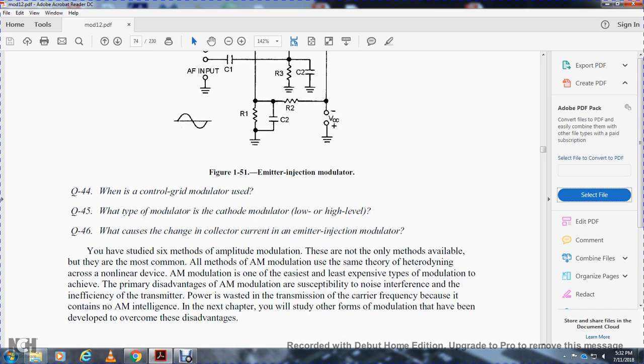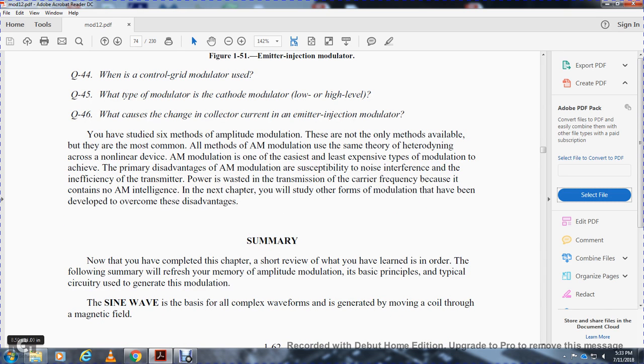You have studied six methods of amplitude modulation. These are not the only methods available, but they are the most common. Although all the methods of AM modulation use the same theory of heterodyning across a nonlinear device, AM is one of the easiest and least expensive types of modulation to achieve. Its primary disadvantages are susceptibility to noise interference and the waste of transmitter power in transmitting the carrier frequency, because it contains no AM intelligence. In the next chapter, you will study other forms of modulation that have been developed to overcome these disadvantages.